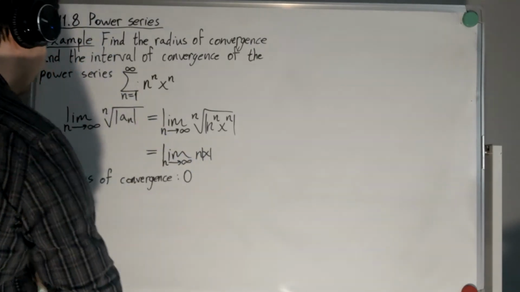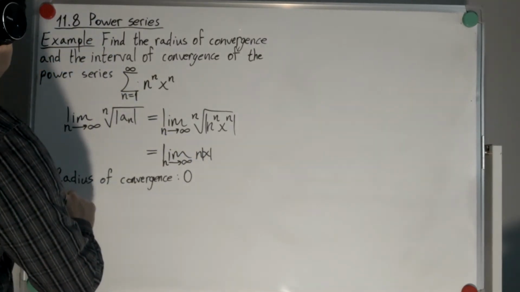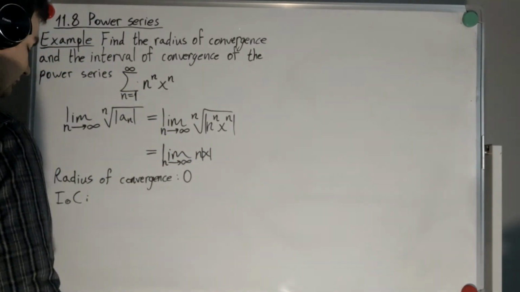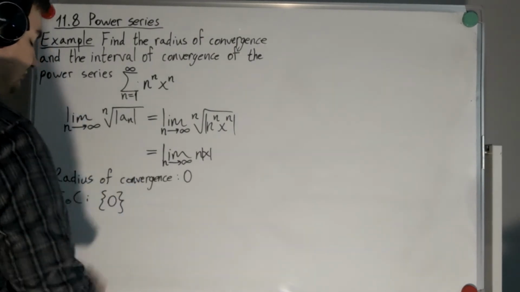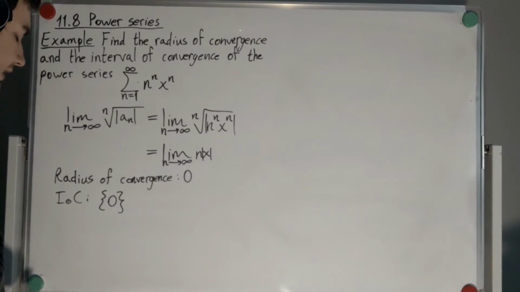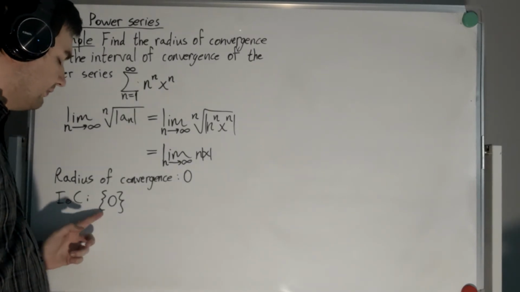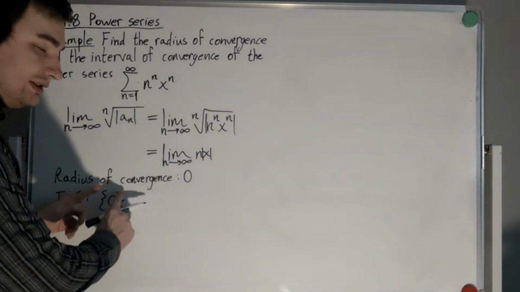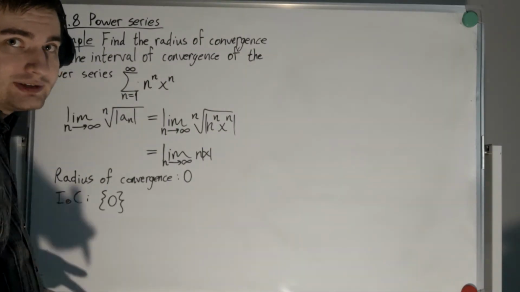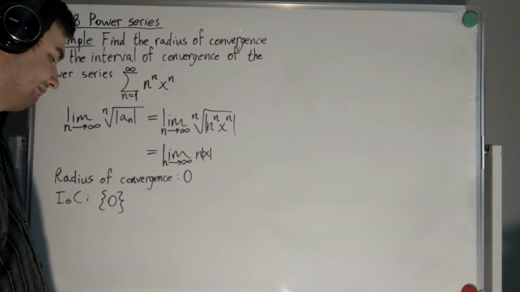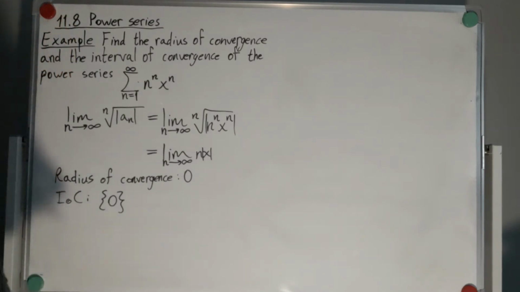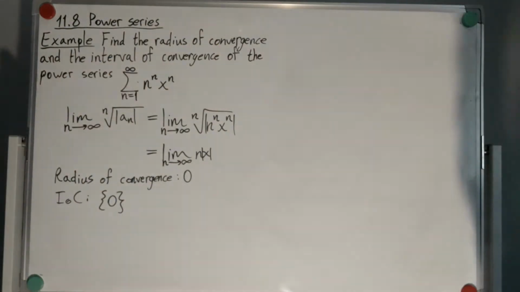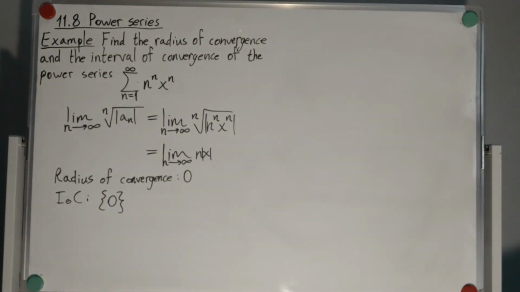Okay, so the radius of convergence is 0. The interval of convergence is just the set containing 0. And when we're talking about a set of only finitely many elements, we use these braces to indicate that, and we just list the elements. So that's that one. Okay, so that was the weird one.